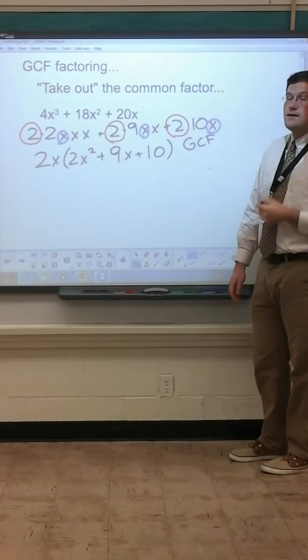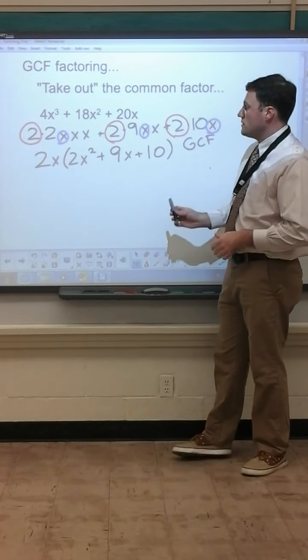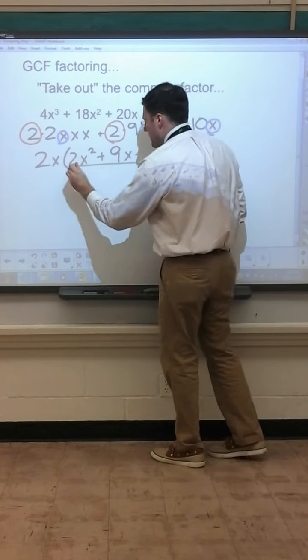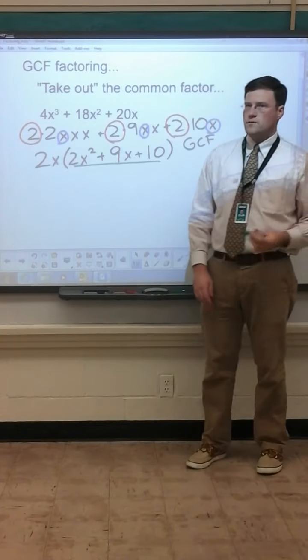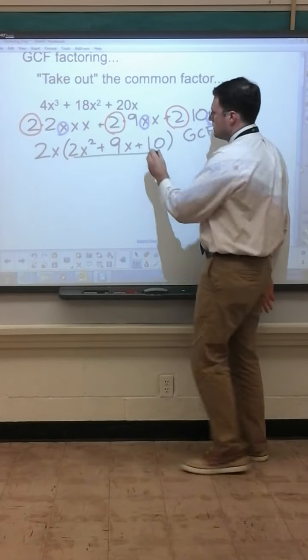Okay? Now what we're going to do, we're going to combine a couple methods. So what I'm going to do now is I can actually factor this part right here. This is one of our trinomials that we know how to factor. So let's go back through those steps.